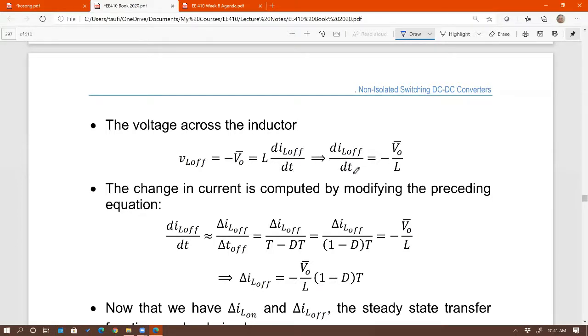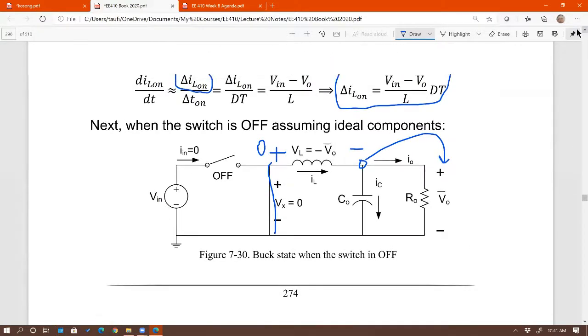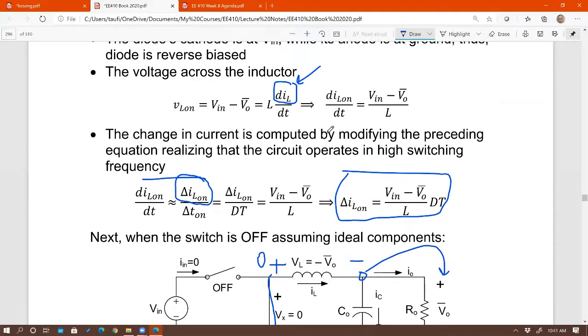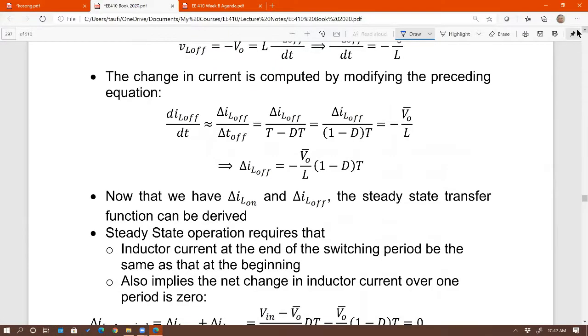Except now this dt must be T off. Right? Before was T on. I forgot to mention, sorry. Before it was T on. Right here, that dt is T on. See that? And we know that T on is equal to D times T. Right? And then now is T off. And what is the equation for T off? Anybody?